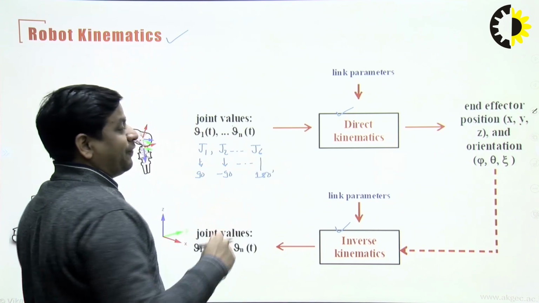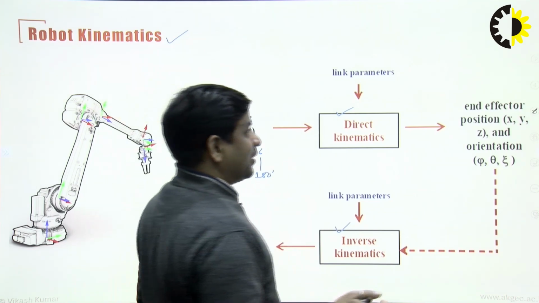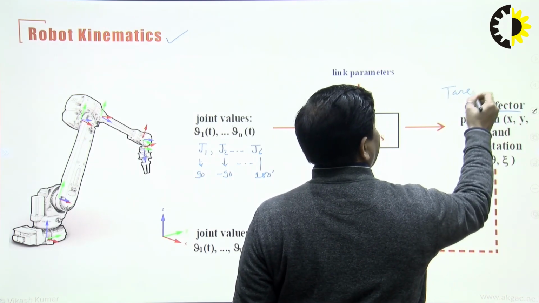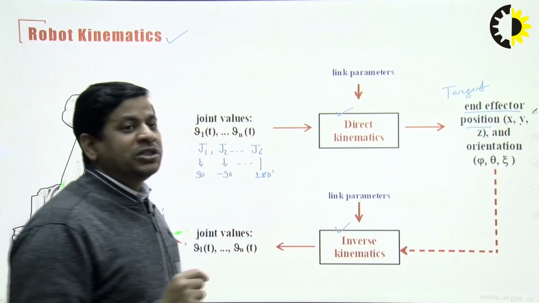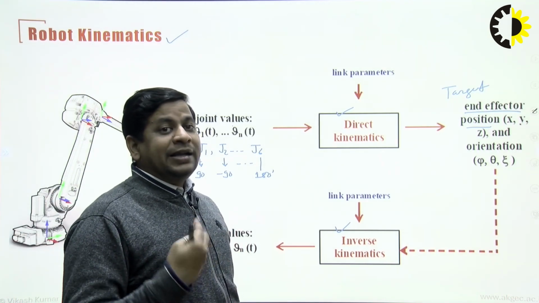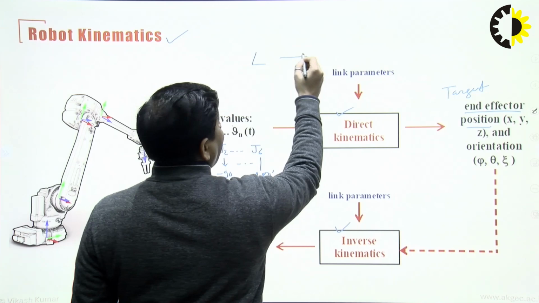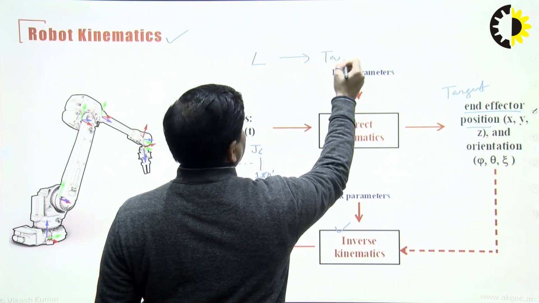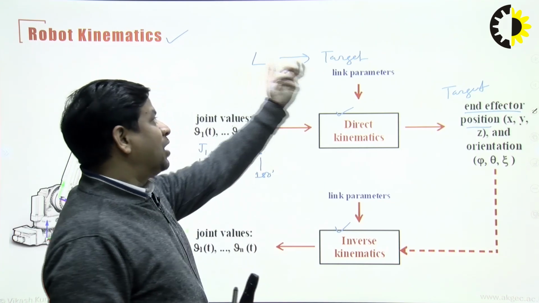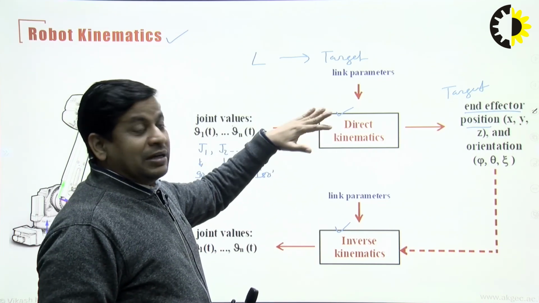If you have the value of each and every joint, your end effector is going to achieve some position that is known as the target. This is the position we are targeting while we are operating our robot in direct kinematics mode, meaning the angle is given and we are trying to get our target. That is a basic thing you have to always remember: if we go from angle to target, it is a part of direct kinematics.